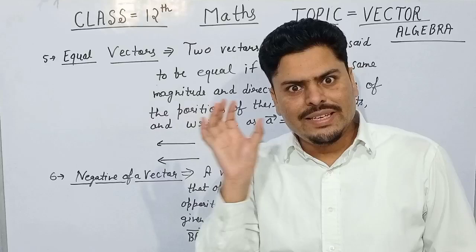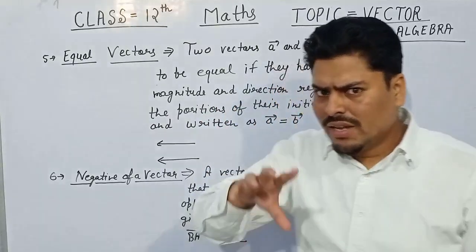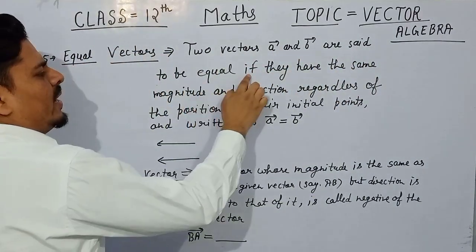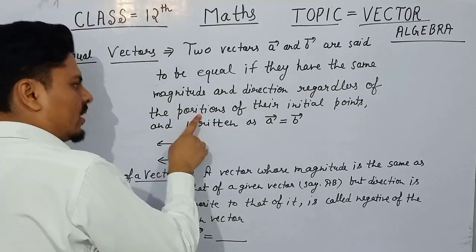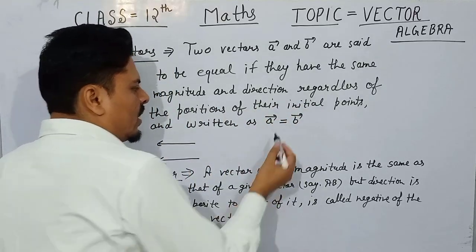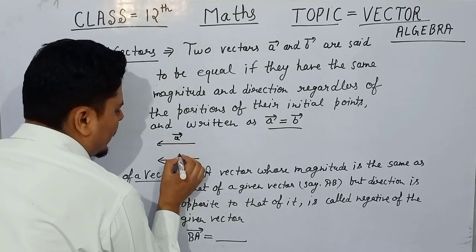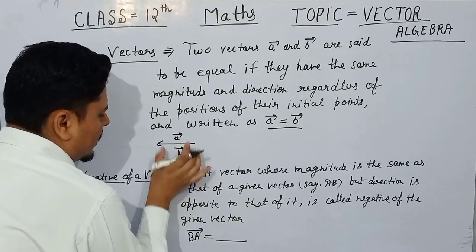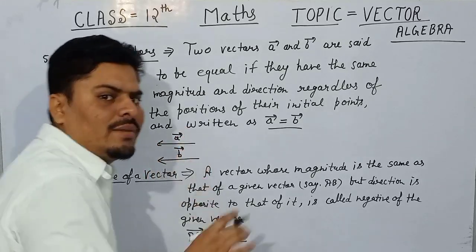Equal vectors: equal direction and equal magnitude is called an equal vector. The definition is that two vectors A and B are said to be equal if they have the same magnitude and direction, regardless of the position of their initial points, and written as vector A equals vector B. The direction of A and B is the same, and the magnitude of A and B is also the same.